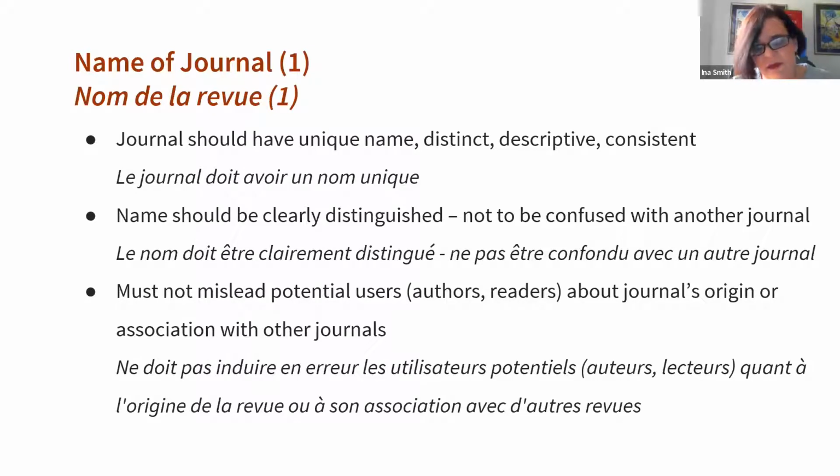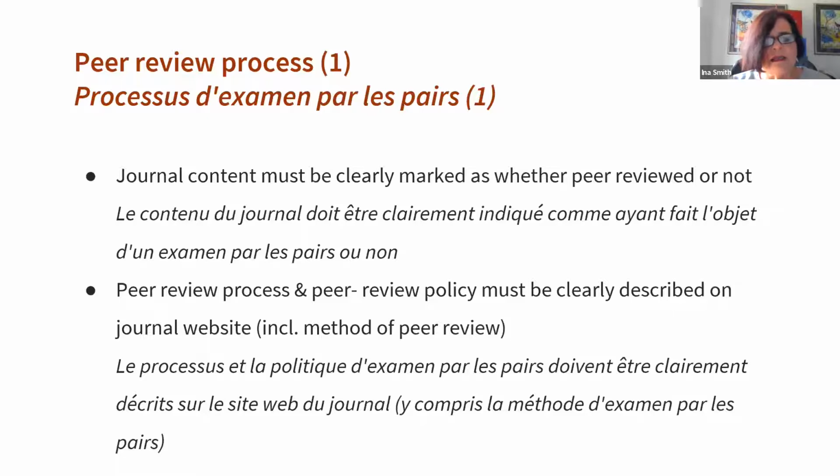So take great care when you decide on a name for your journal, something that you can use forever and ever. Then, as I've said, open access journals' articles are all subjected to peer review. And I'm going to share some examples with you now. The journal content must be clearly marked as to whether it was peer reviewed or not.